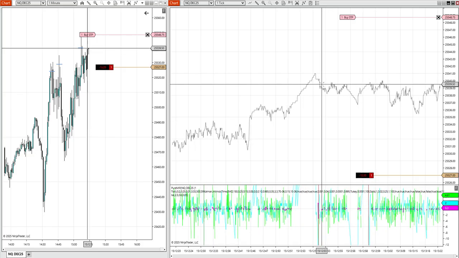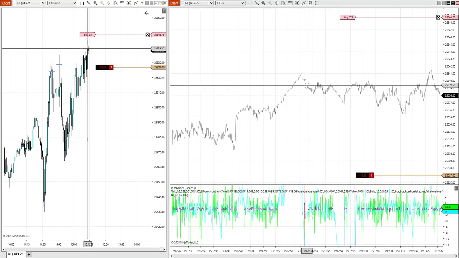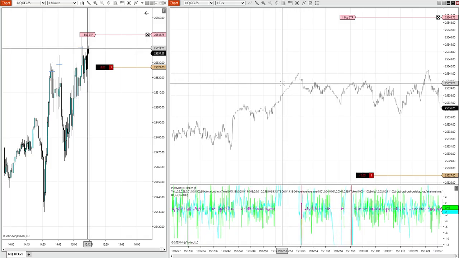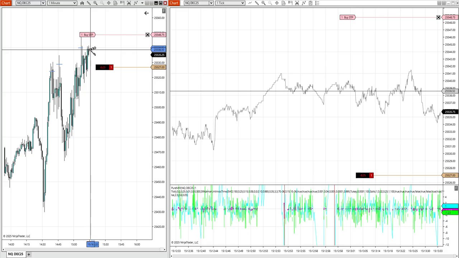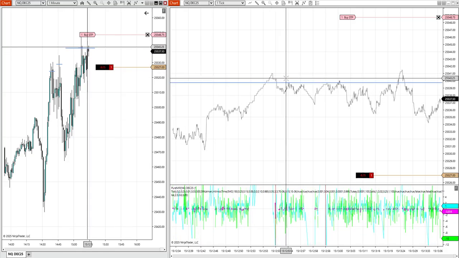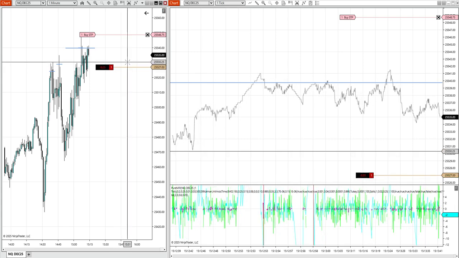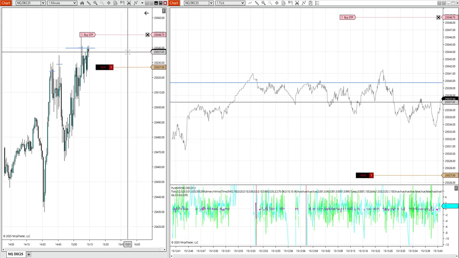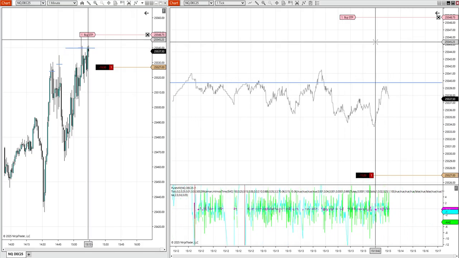So we actually had another one here. So we are getting entry signals to go short here. My entry was just terrible with the market entry. That's fine.